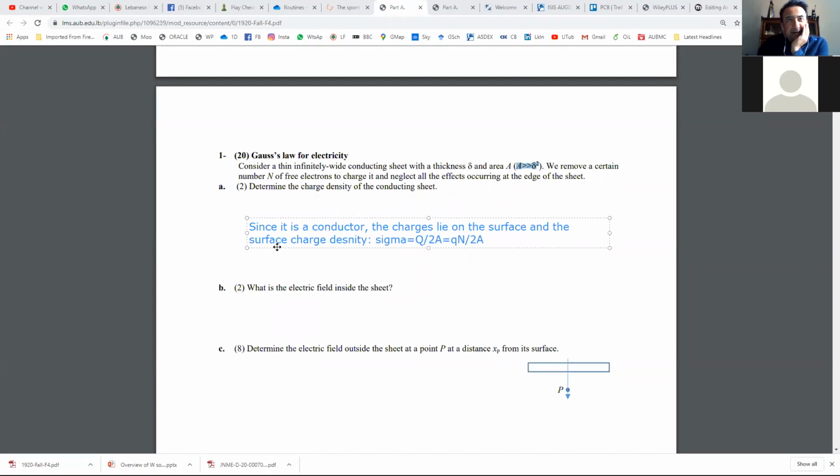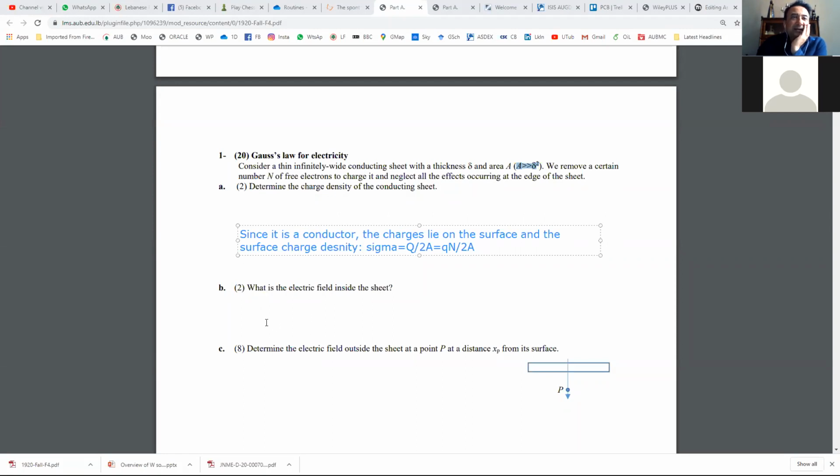Now, what is the electric field inside the sheet? Once again, since it's a conductor in electrostatic equilibrium, E inside is equal to 0. That's it. That's the answer. All right, let's continue.